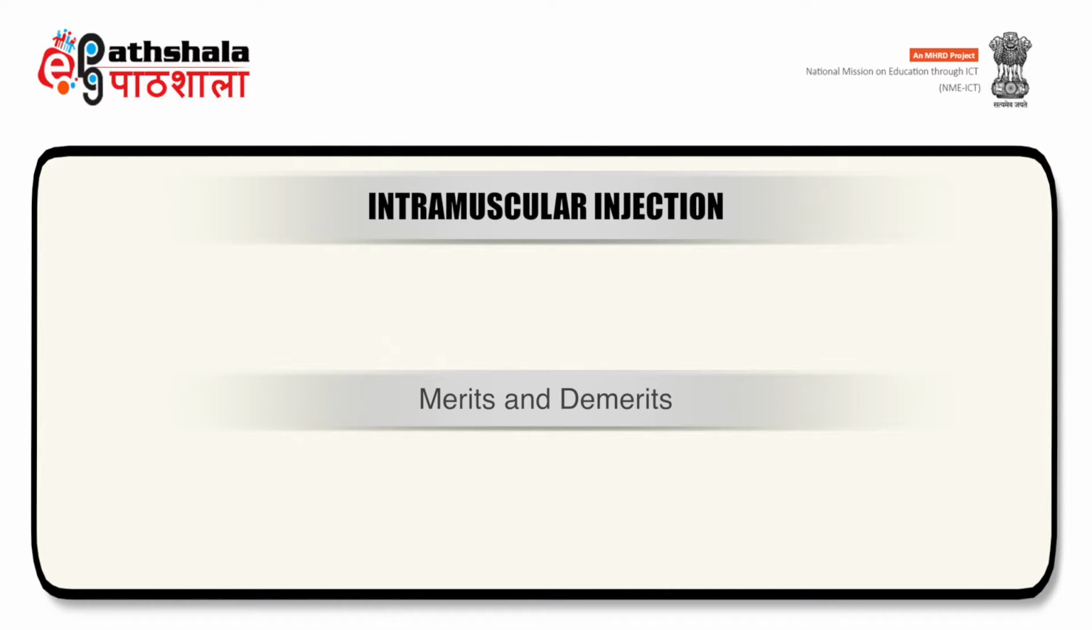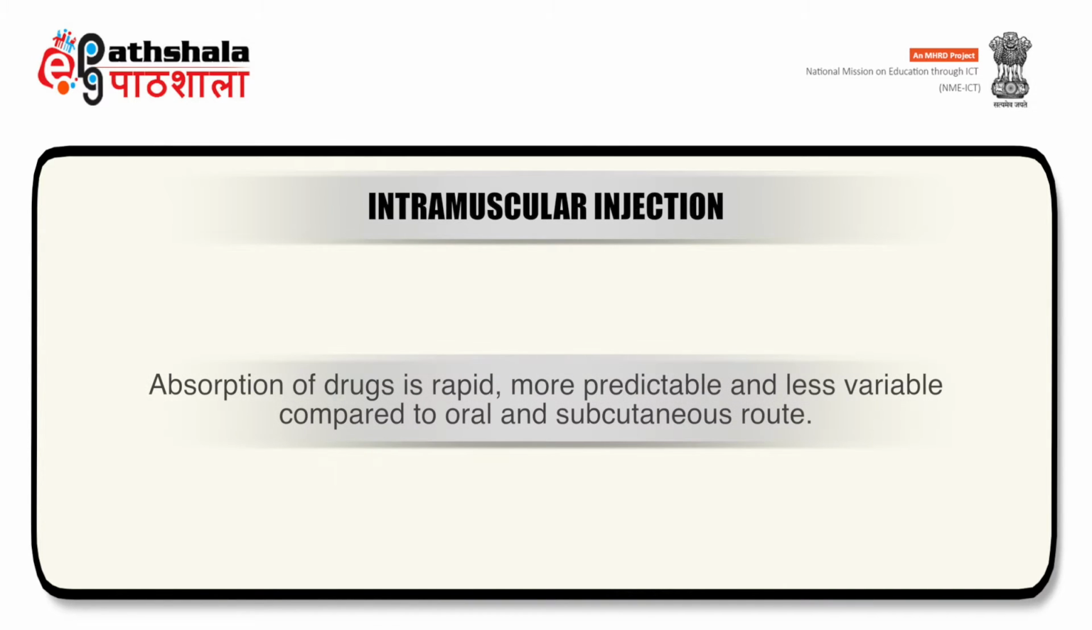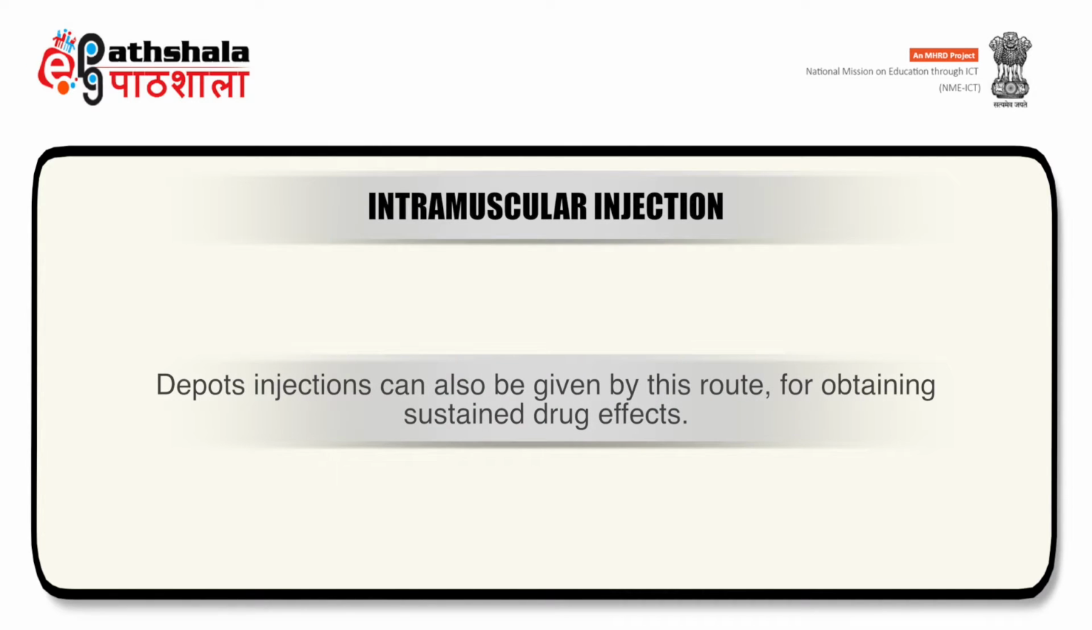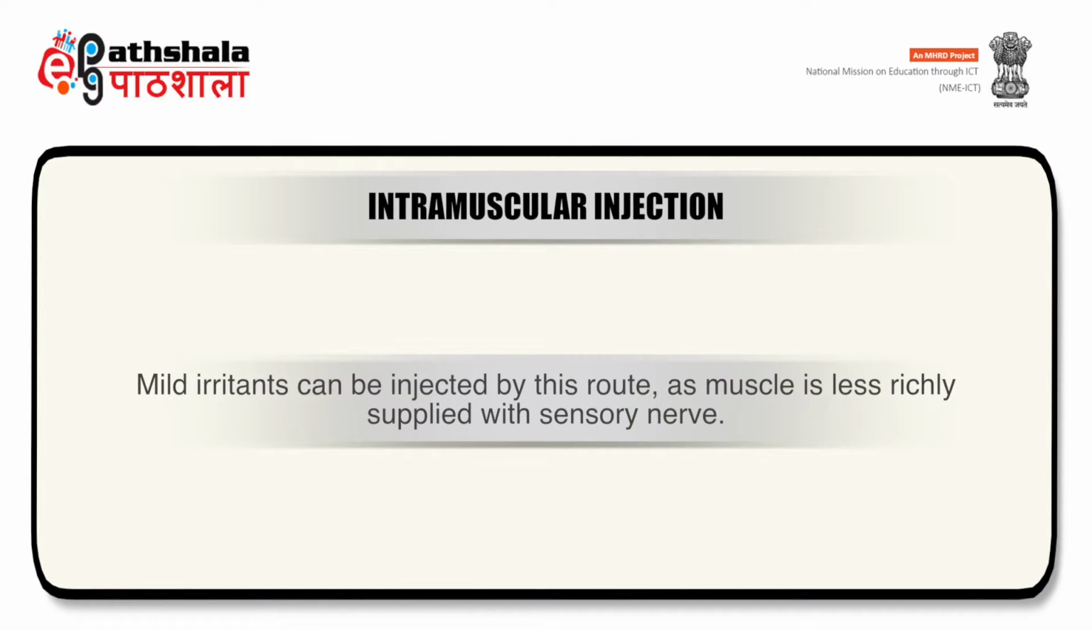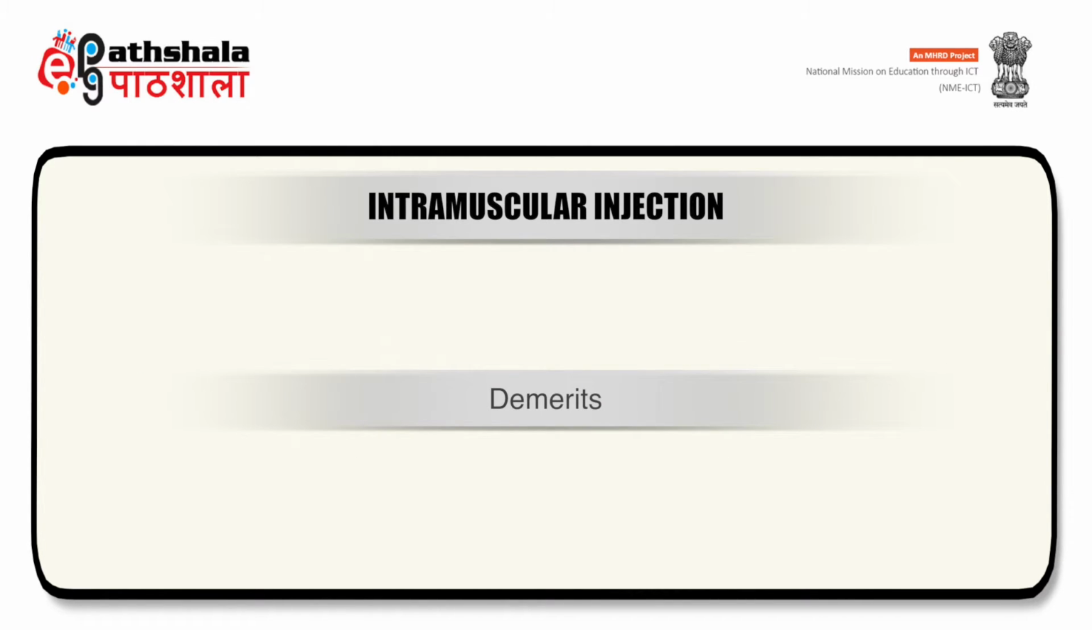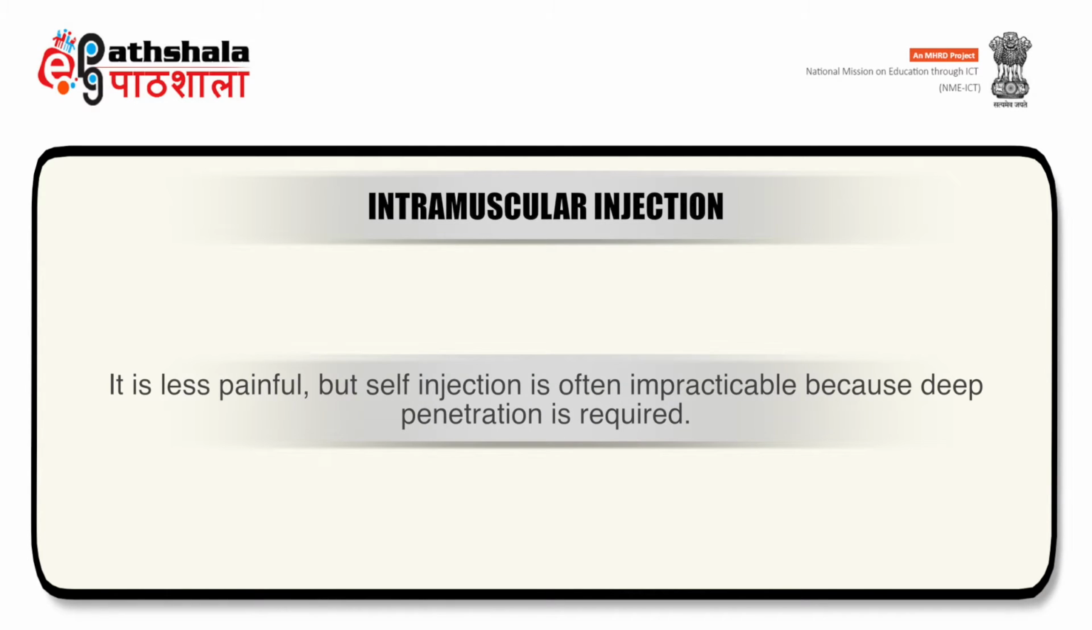Now we'll discuss about various merits and demerits of intramuscular injection. Merits include absorption of drugs is rapid, more predictable, less variable as compared to oral and subcutaneous route. Depot injection can also be given by this route for obtaining sustained drug effects. Mild irritants can be injected by this route as muscle is less richly supplied with sensory nerve.